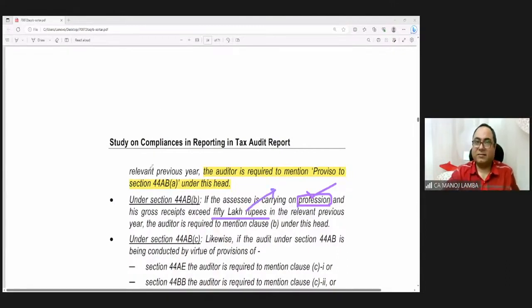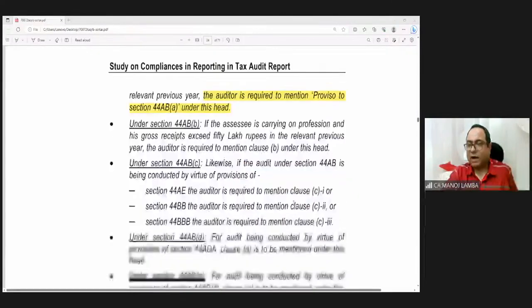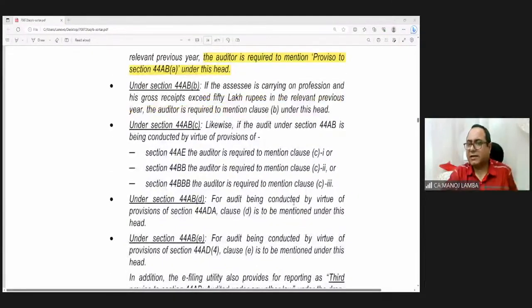Moving further, sir. Section 44AB, sub clause C. Likewise, if the audit under section 44AB is conducted by virtue of the provisions of 44A, 44BB, 44BBB, then these clauses are to be ticked. I am not touching much upon that.